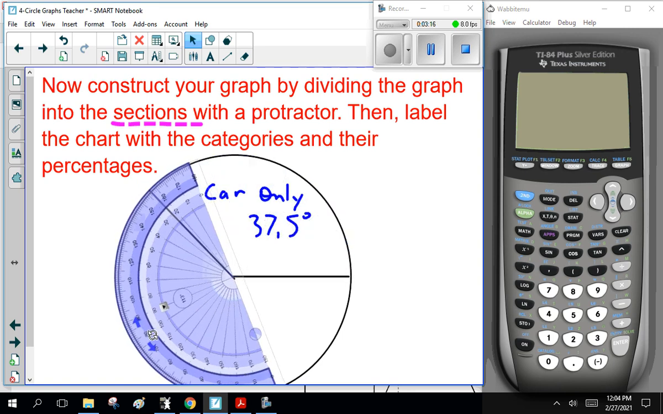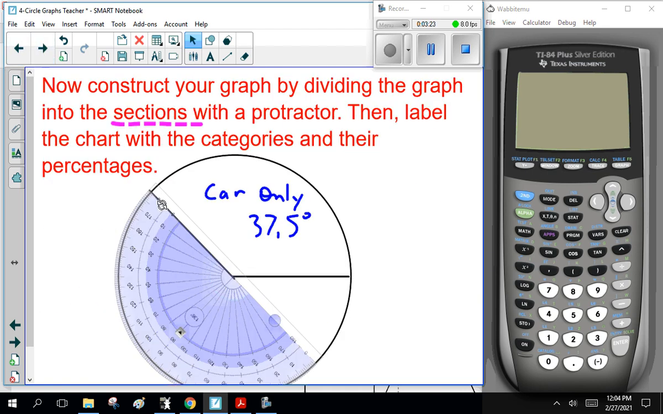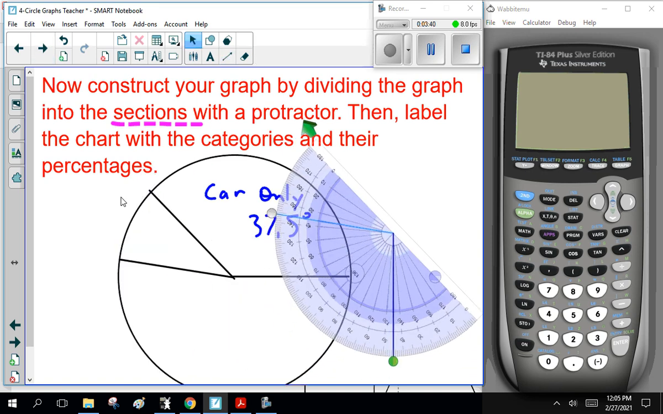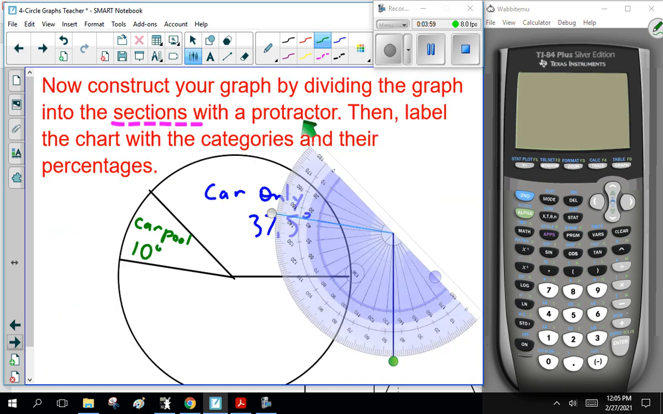Here we go. Move to 0. And I just said carpool is 36 degrees. So 36, if I start here, 10, 20, 30, 35, and see the little ticks on the outside, 36 is right there. So I put a line there, and that is carpool. It's so much easier with pencil and paper for you guys. So this is carpool, 36 degrees, 10%. Okay. Label with the percentages.